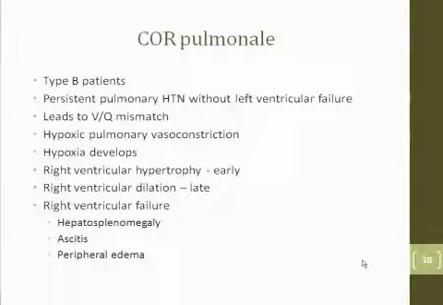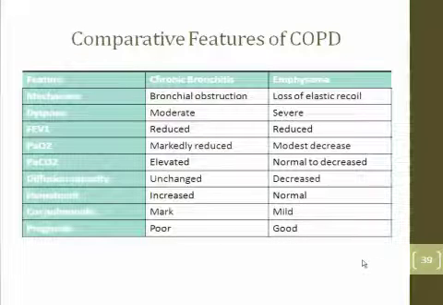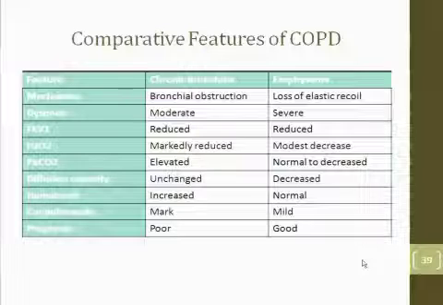Cor pulmonale is usually seen in type Bs. These are the patients that develop pulmonary hypertension. They eventually lead to left ventricular failure, leads to VQ mismatch, and they get HPV. Hypoxia develops very rapidly in these individuals, and they get right ventricular hypertrophy, right ventricular dilation, which is a bad sign, and eventually failure. The failure leads to hepatosplenomegaly, ascites, and peripheral edema.